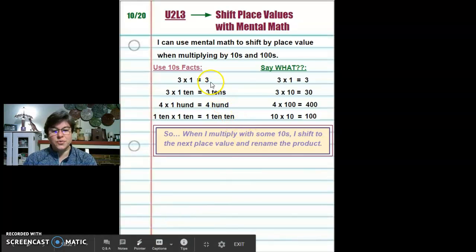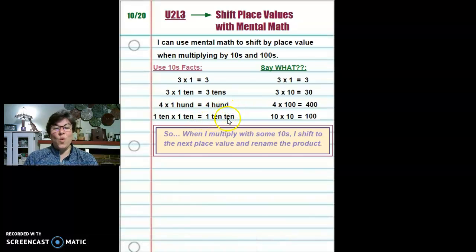These answers, 3 tens, 300s, 400s, 110, right? All of these answers are called a product. And I rename them from here, like in my place value boxes when I'm building with base 10, into numbers. Let's practice this. Remember, at any time, you can always pause this video and make sure you catch up your notes. So let's look at this.